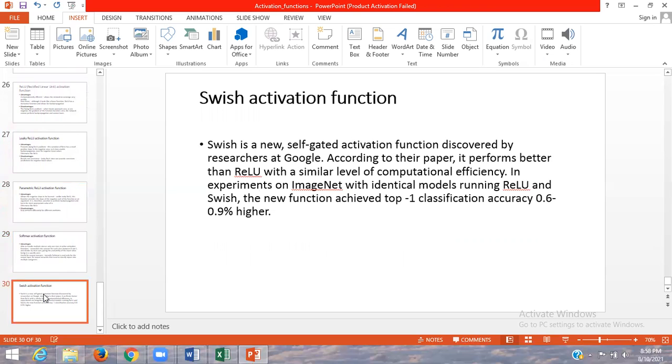Another activation function is the Swish function, but it is not used in a very popular way. It is also a very good activation function, and generally it works with ImageNet, and the accuracy got from the Swish activation function is much higher than the other classification functions. So this is the overview of the activation functions and their advantages and disadvantages.